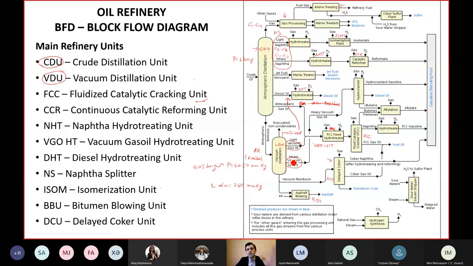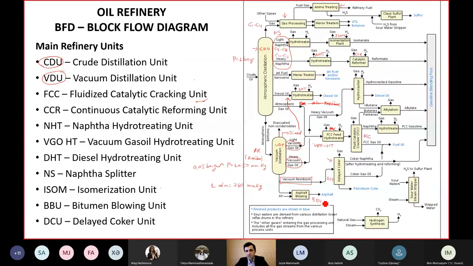So the aim of the CDU and VDU is to separate the products based on their boiling point. Finally, we have the vacuum residue, and it is sent to the lead coker unit to produce coke or bitumen, asphalt. So asphalt is one product, coke another product.